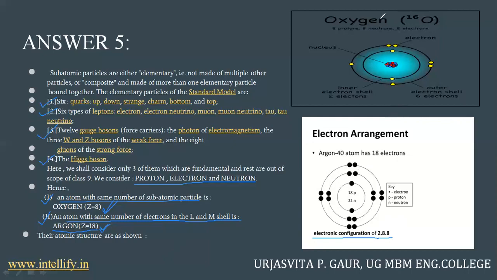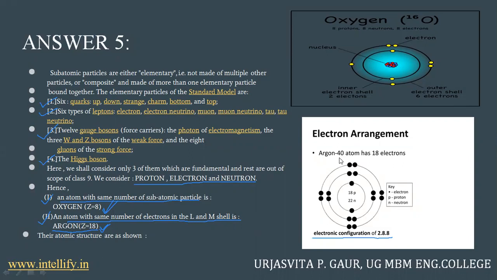First, have a look at this oxygen atom. It has 8 protons, 8 neutrons, and 8 electrons. This is the nucleus, which is a combination of the protons and the neutrons, and surrounding it are these discrete energy levels, or shells, with electrons revolving in them. Here we have only 2 shells. The K shell is filled by 2 electrons, and the L shell is filled by 6 electrons.